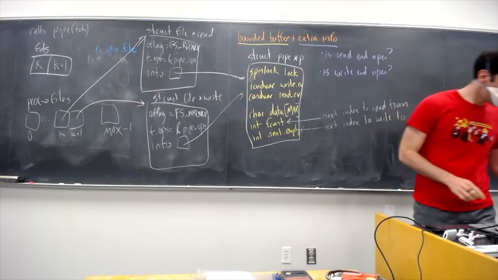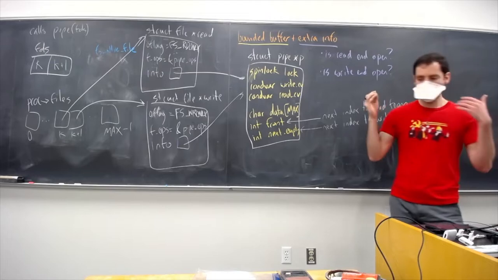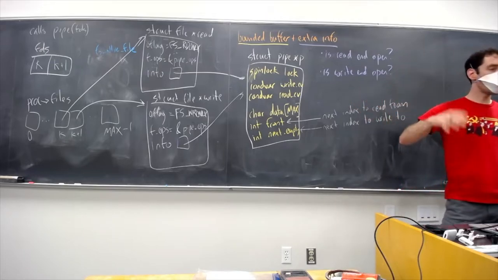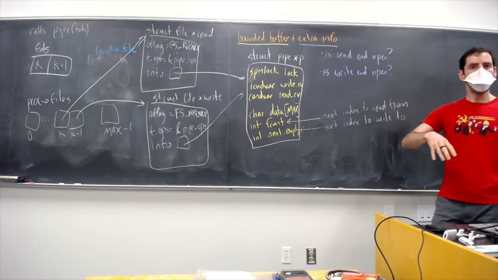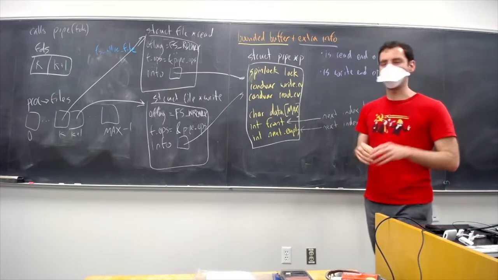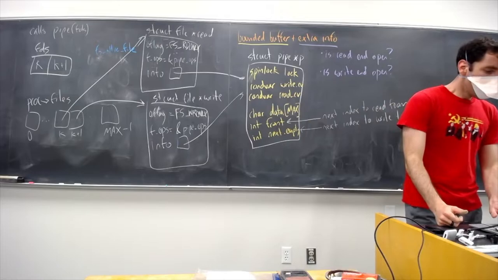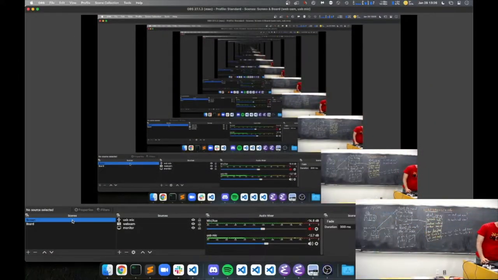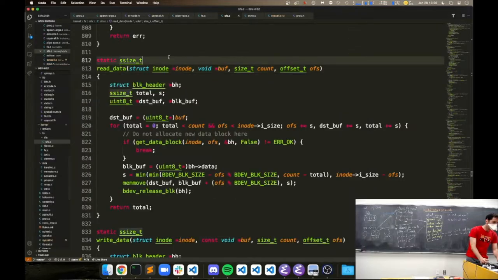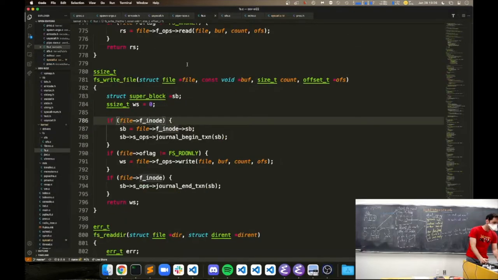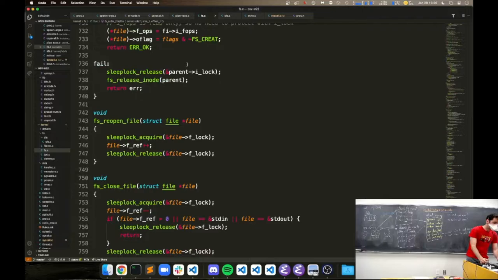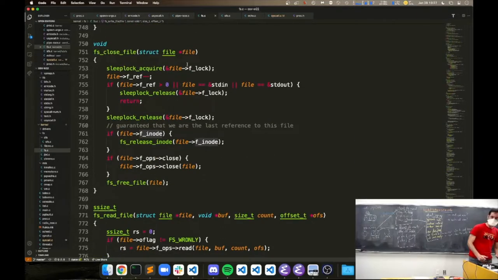So that brings us to the question of, okay, when these files close, when the user closes one or the other end of the pipe, what should happen? So an important part of that is to look at the code for fs close file and take a look at what it does.